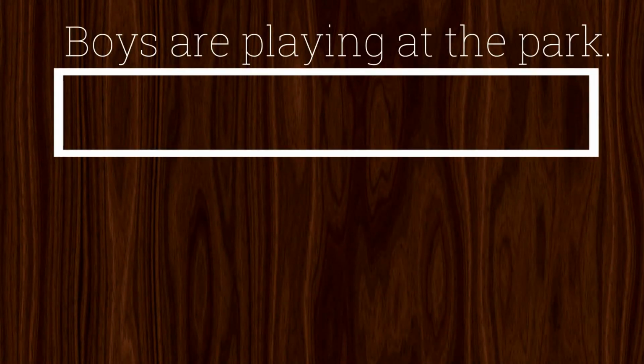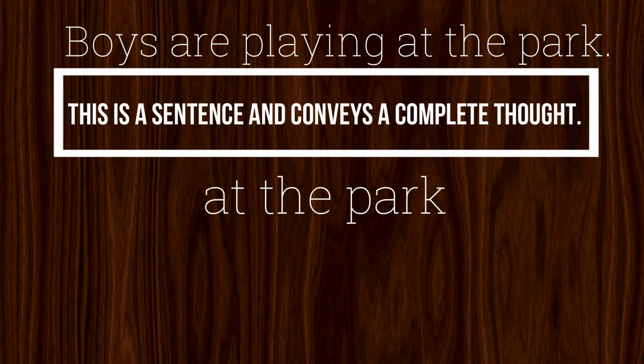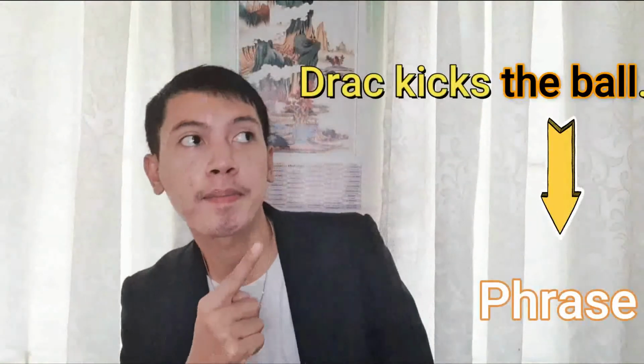Another example, boys are playing at the park. This is a sentence and conveys a complete thought. "At the park" is another group of words that does not express a complete thought. So, it is a phrase. A phrase is typically a part of a sentence.